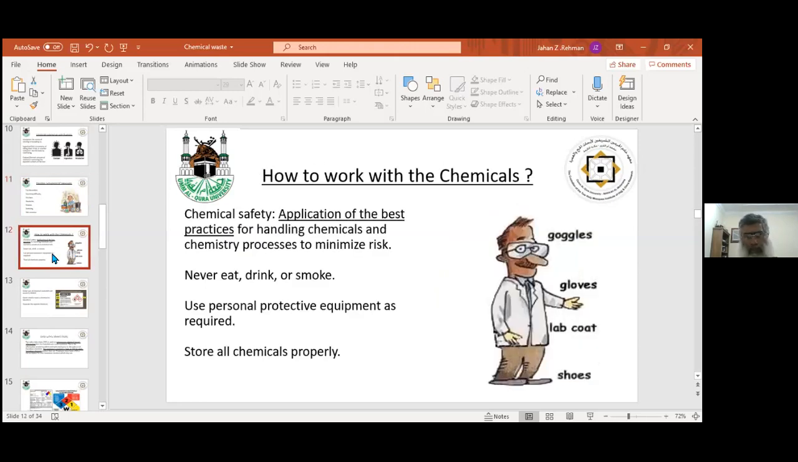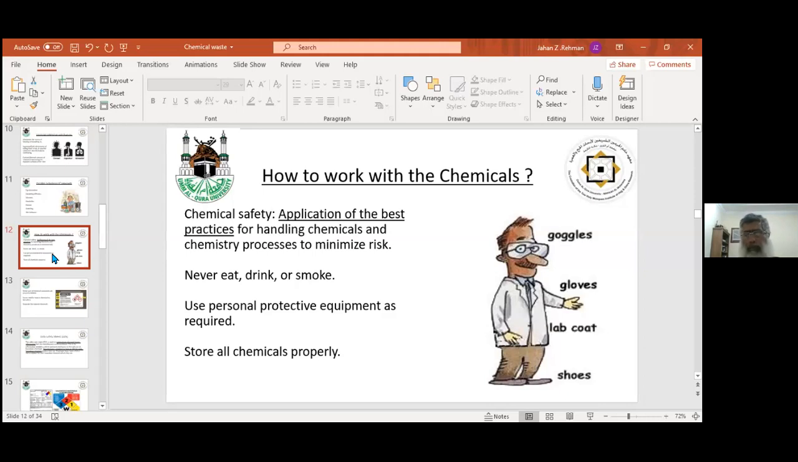Now the question arises, if there are a lot of problems with the chemicals, then why we need to work with the chemicals? And if we are working with the chemicals, then how we can work with the chemicals? So there are basic rules. It is not that much difficult to work with the chemicals or deal with the chemicals. Once you get into the routine, it will be a part of your life.